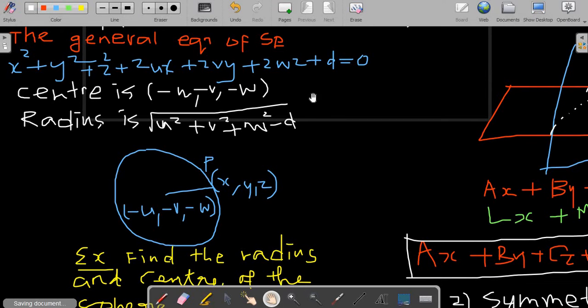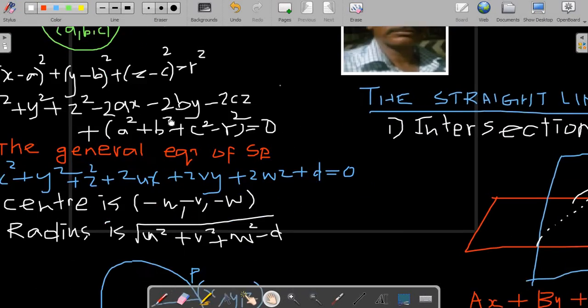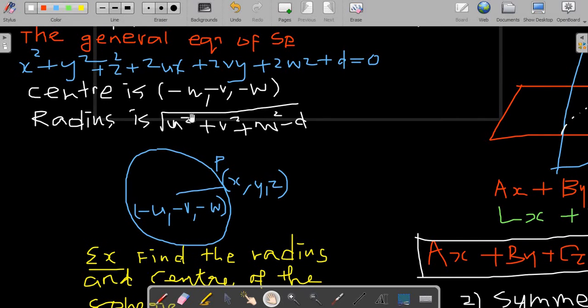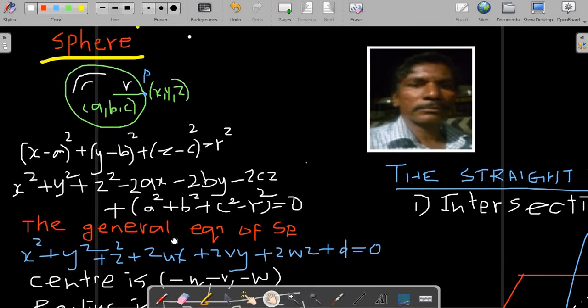We have seen this just before. That is a particular case. This is a particular case, but the general case is this. This is the general equation of a sphere: x square plus y square plus z square plus 2ux plus 2vy plus 2wz plus d equals 0. One thing I want to say is that the set of all the points x comma y comma z which satisfy this particular equation will be the points on these surfaces. That's what you have to understand.